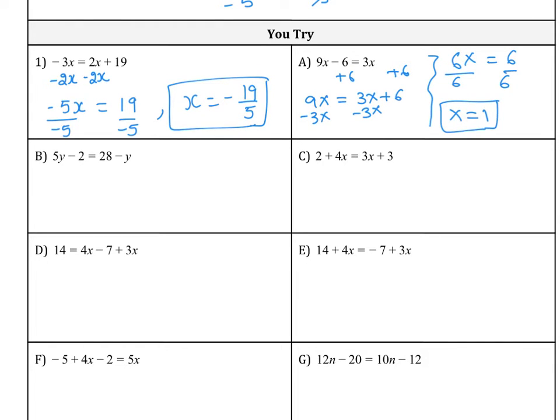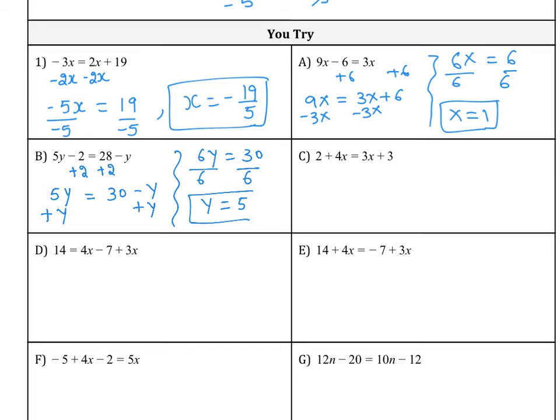Now let's just do letter B here. Bring the y's on one side and then the numbers on the other side. So I'm going to first add 2 on both sides, where I get 5y equals 30 minus y. Now I need to bring the y to the other side, so plus y on both sides. You're going to get 6y equals 30. Divide by 6 on both sides, y equals 5.